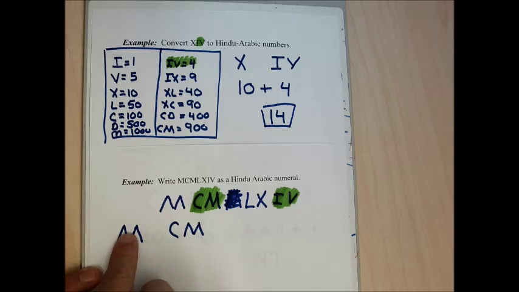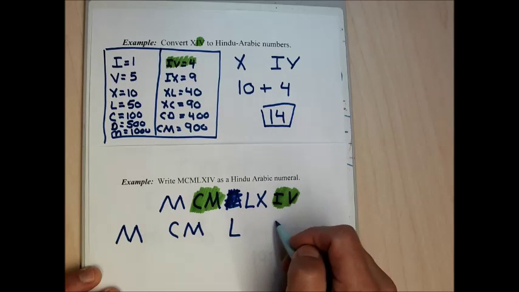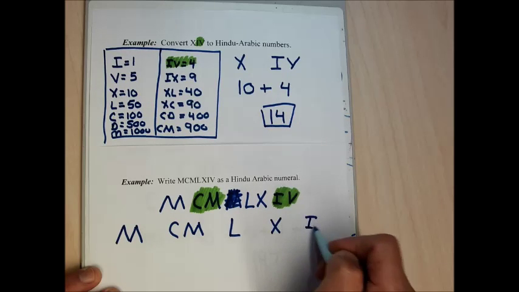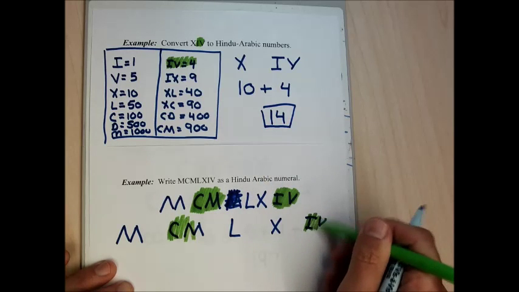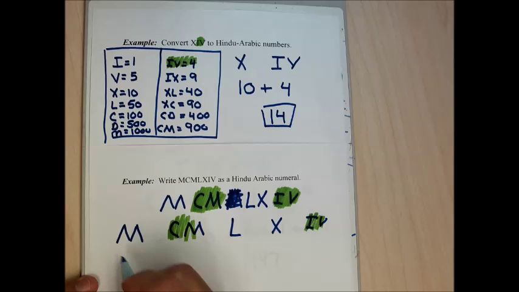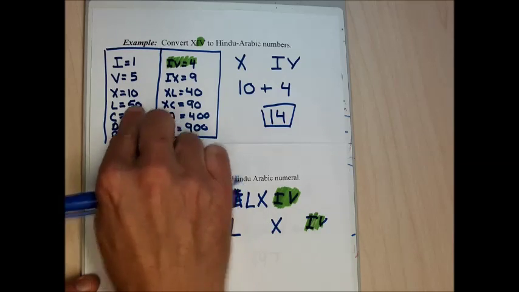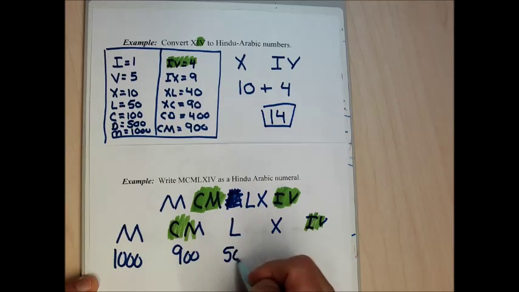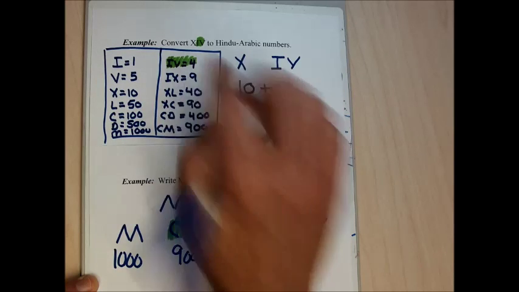So I need a value for M, a value for CM, a value for this L, a value for this X, and a value for this IV. Again, keeping these together, and those are two symbols that represent one number. So M is equal to 1,000. CM is equal to 900. L is equal to 50. X is equal to 10. And IV is equal to 4.